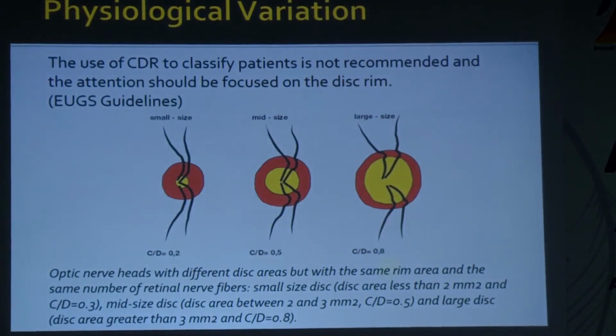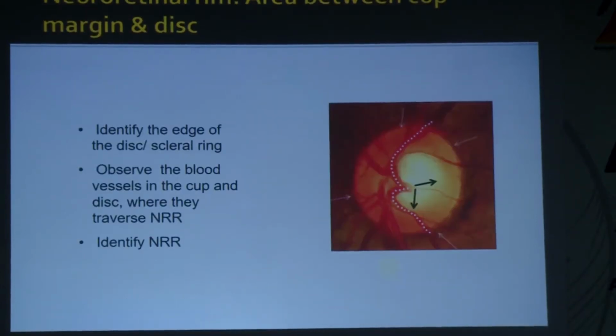Now, there can be a lot of physiological variations in a normal disc. The EGS guidelines say that the use of CDR alone, the cup disc ratio, to classify patients is not recommended, and attention should be focused on the disc area. If you see all of these three discs, the amount of rim area and the number of retinal nerve fiber layers contained in a small disc with a CD ratio of 0.2 is exactly equal to the number of nerve fiber layers passing through a large disc with a CD ratio of 0.8. So, CDR in itself doesn't mean very much when you're not correlating it with the size of the disc.